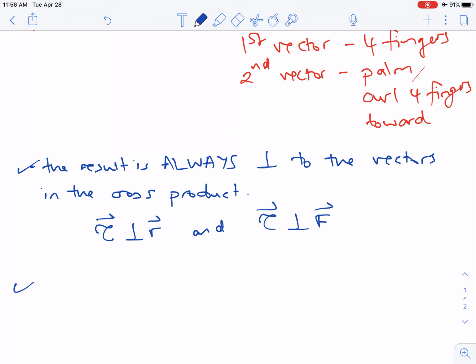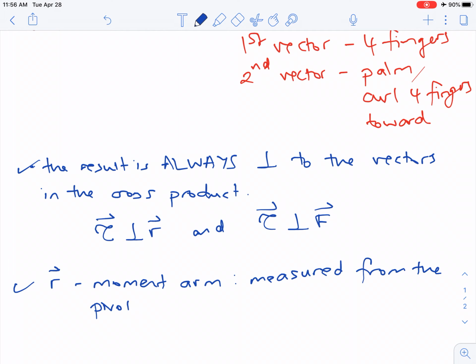Another thing is, let's understand what those mean one more time. R is called the moment arm. And it is in meters, in SI units. It's a vector. It is measured from the pivot point to the force point.